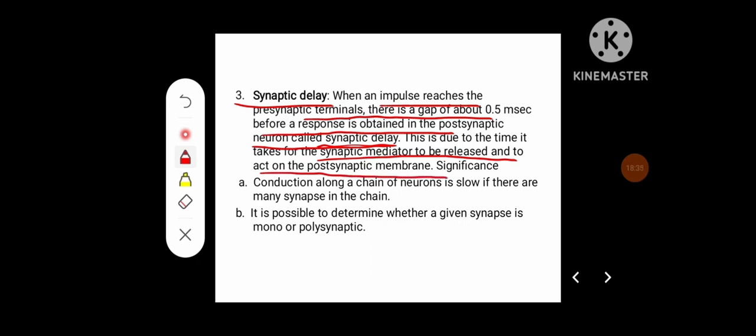Its significance is that conduction along a chain of neurons is slow if there are many synapses in the brain. And it is possible to determine whether the given synapse is monosynaptic or polysynaptic.